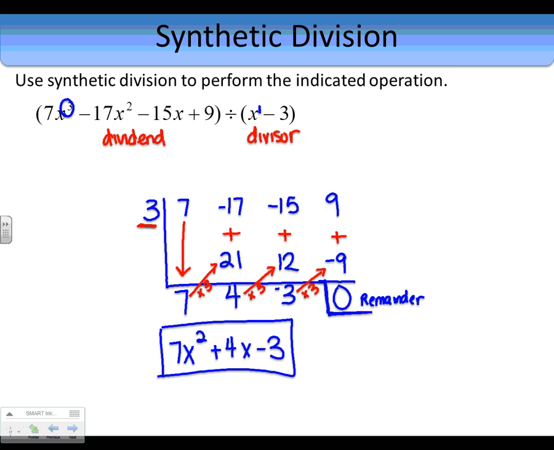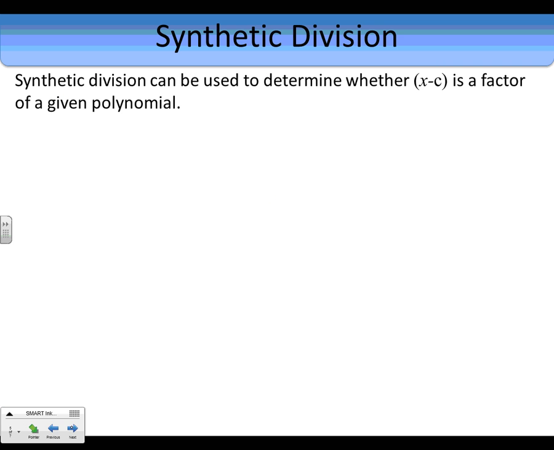All right, one thing that I'm going to quickly introduce to you as a reason that we use synthetic division, and we're going to really get into some stuff where we use synthetic division, but just as a quick preview, we can use synthetic division to determine whether x minus c is a factor of a given polynomial. So if you go back to elementary school math, and you were asked to determine if a number is a factor of another number.